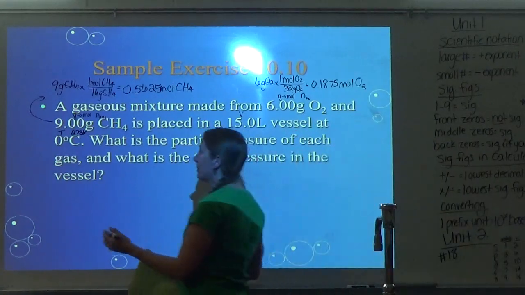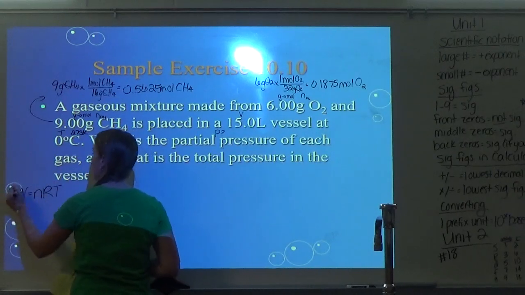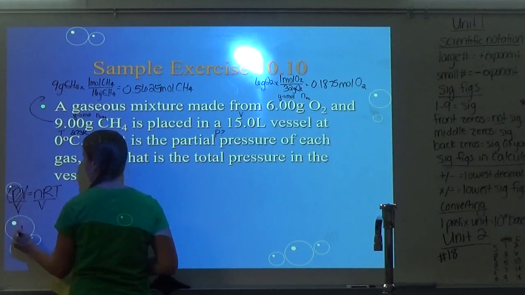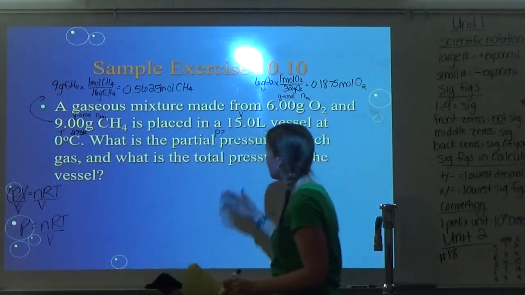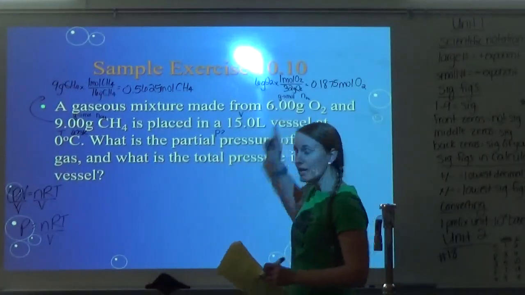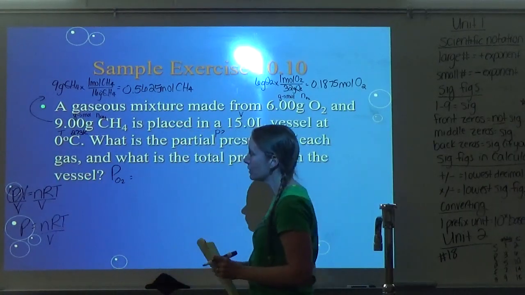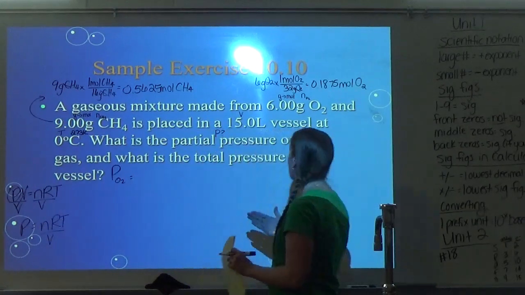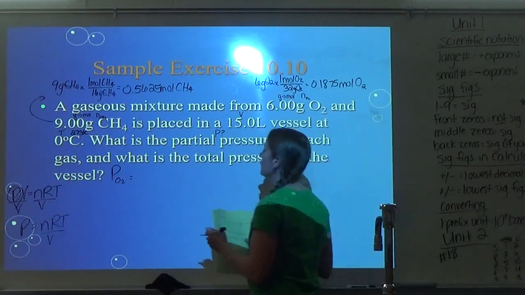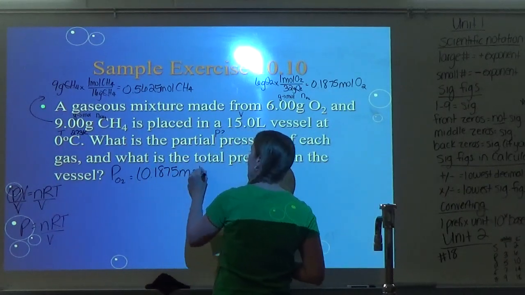Okay, so we know PV equals nRT, but I'm solving for P. So I divide both sides by V. Alright, so I need the partial pressures. So first I'm just going to do oxygen. Okay, so I'm going to call this P sub O2. So that's my partial pressure for oxygen. So that means I need number of moles, but just of oxygen. Okay, so I'm going to put the 0.1875 moles in for this one.